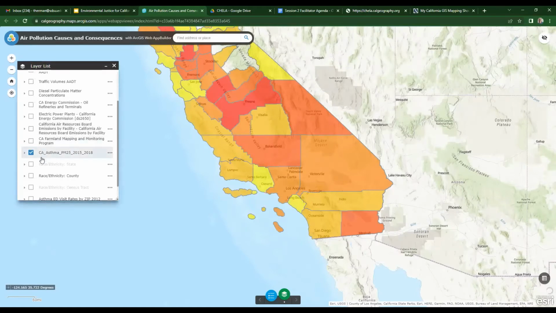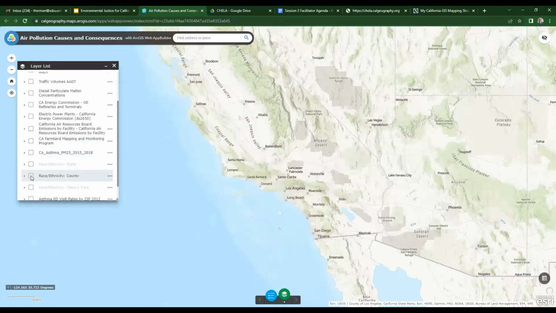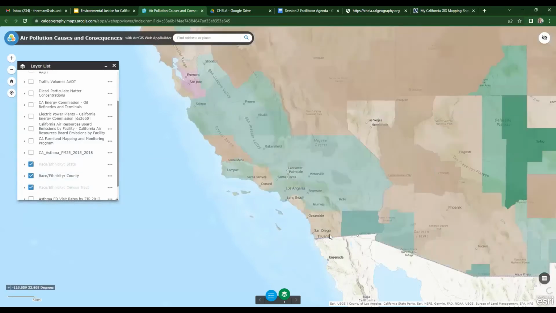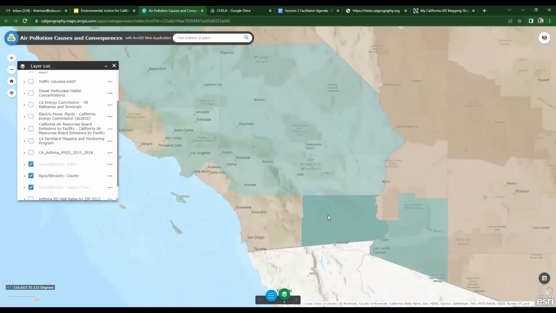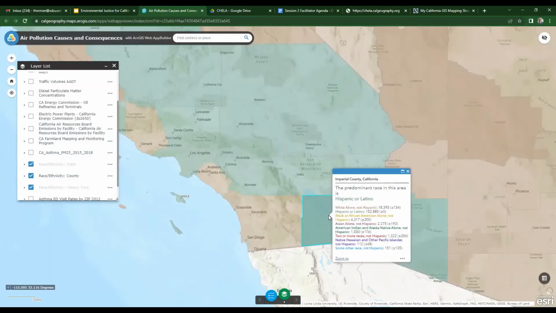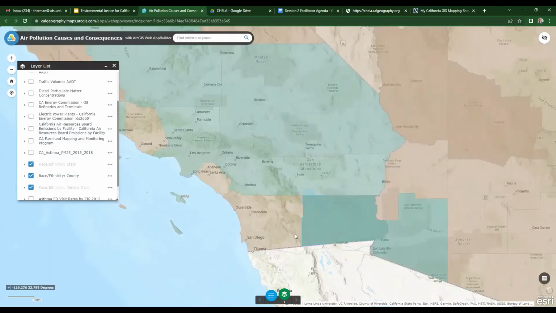So I've included some data in here about race and ethnicity. If you click on all three of these by county, census tract, and state, it'll resolve differently as you zoom in. So I get a figure here for Imperial County that it's predominantly Hispanic or Latino, and it gives me the breakdown of the population by the racial and ethnic categories in the census.